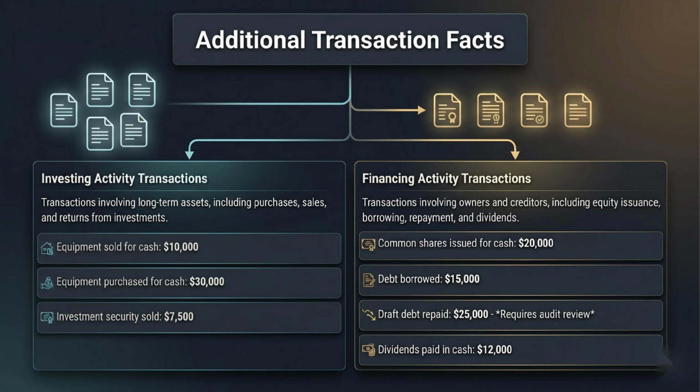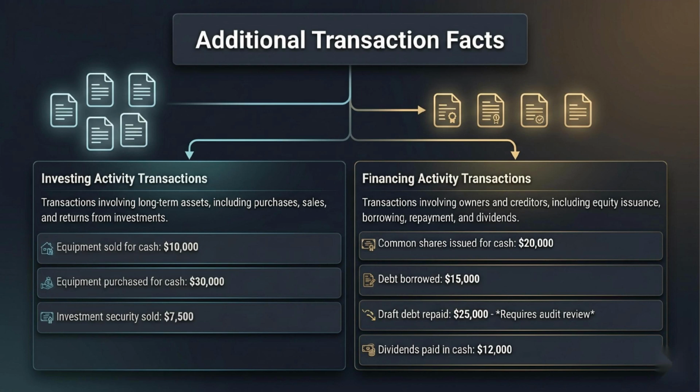Riverstone sold equipment for $10,000, purchased equipment for $30,000, and sold an investment security for $7,500. These are investing activity transactions because they relate to long-term assets and investments. On the financing side, Riverstone issued common shares for $20,000, borrowed $15,000, had a draft debt repayment figure of $25,000 that needs audit review, and paid cash dividends of $12,000.